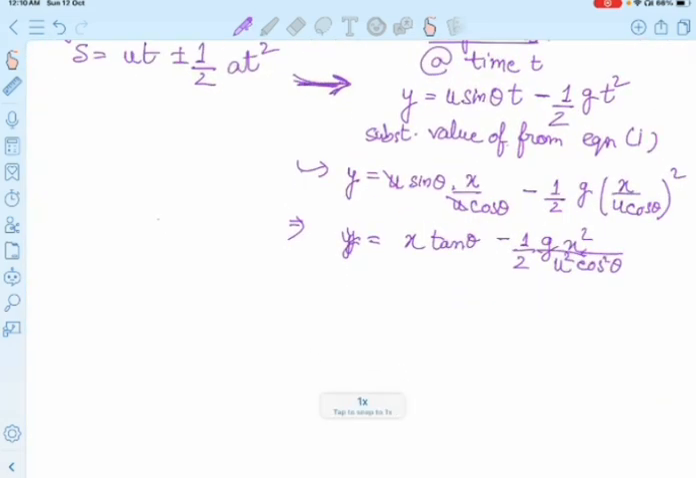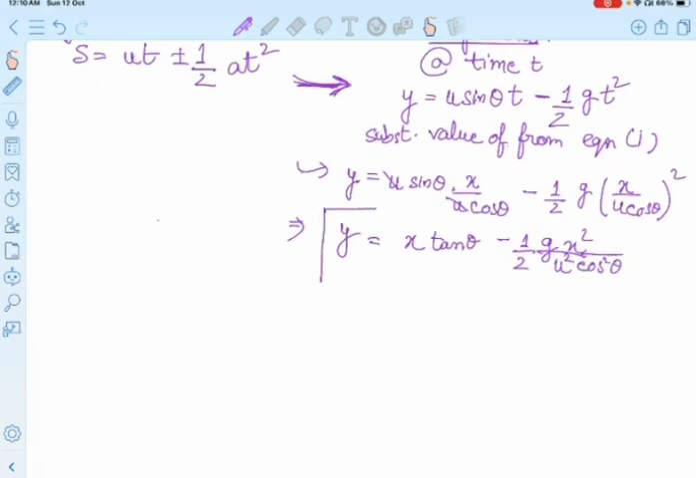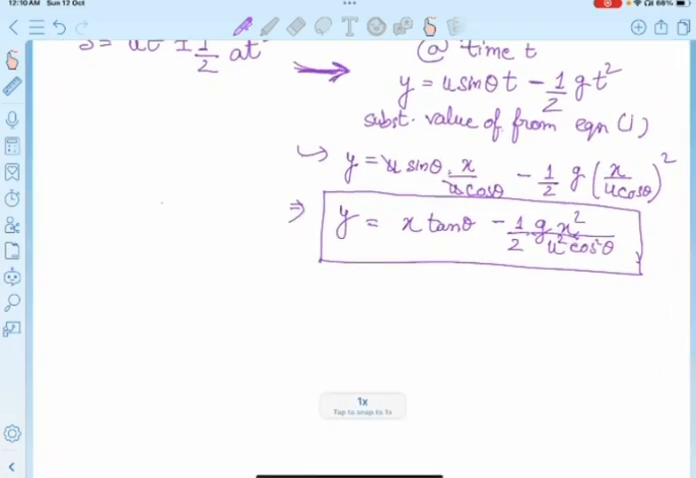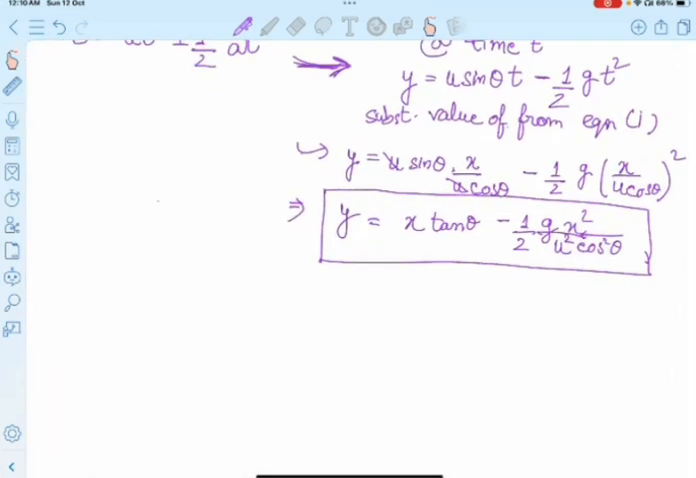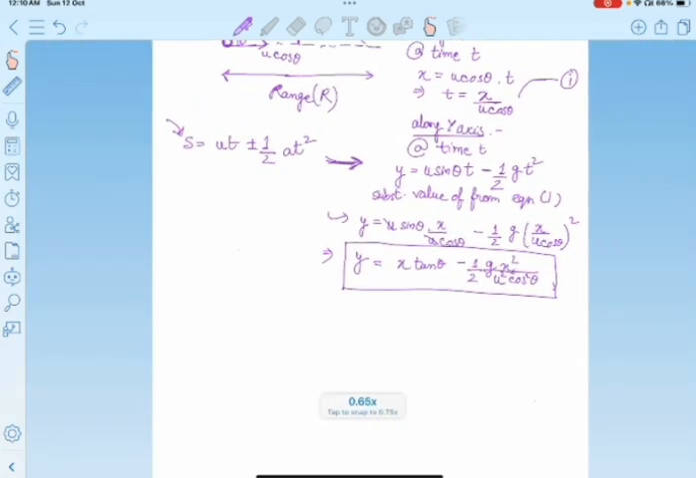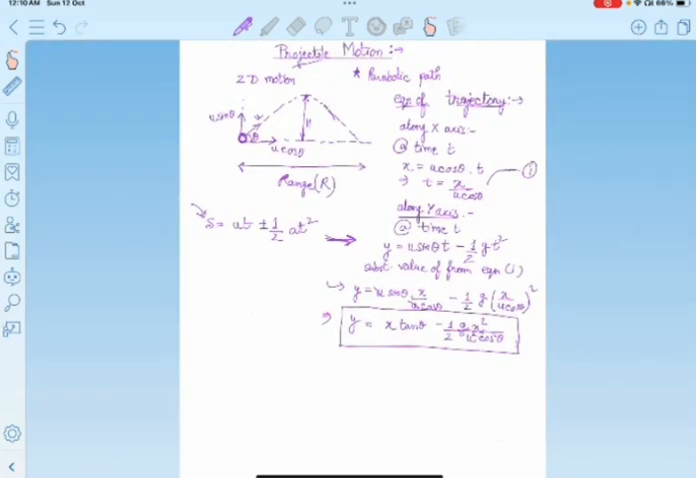So this is the equation of the trajectory of projectile motion. Let me repeat it once more. y equals x tan theta minus g x square by 2 u square cos square theta. This is the equation of trajectory of the projectile motion.